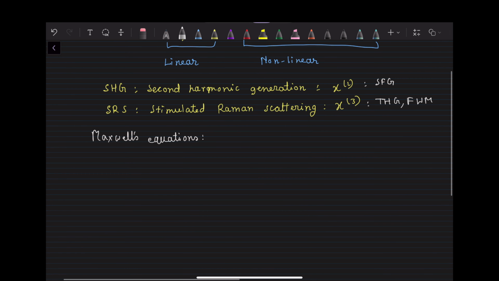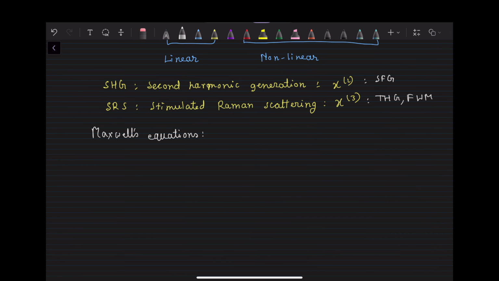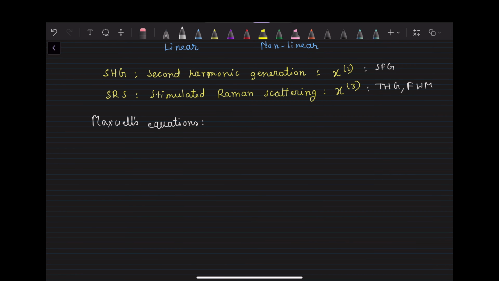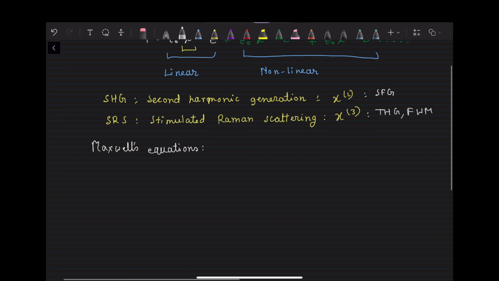I'm sure you have already come across Maxwell's equations, and let me just recap. And for electromagnetic wave, what is very important is, of course, the electric flux density. Here we have D, which is electric flux density. Let me write it here.